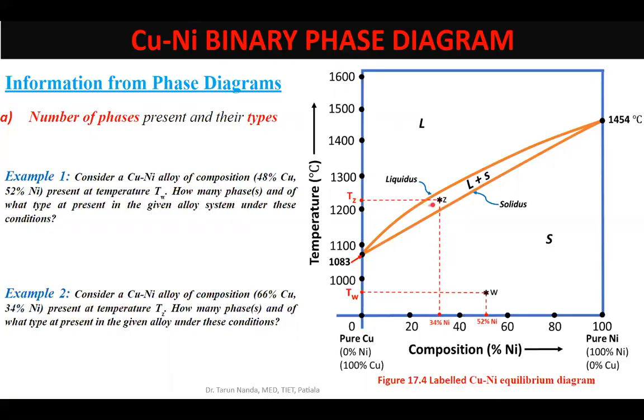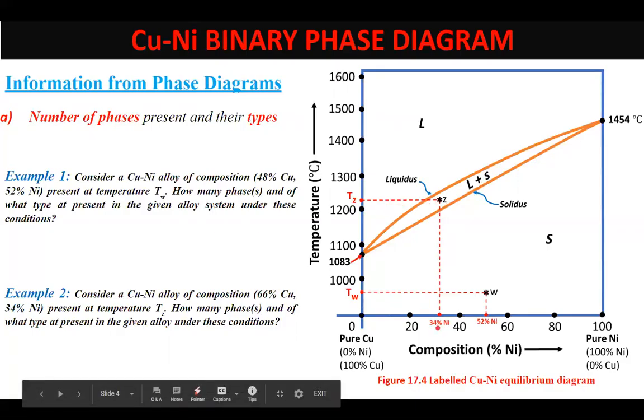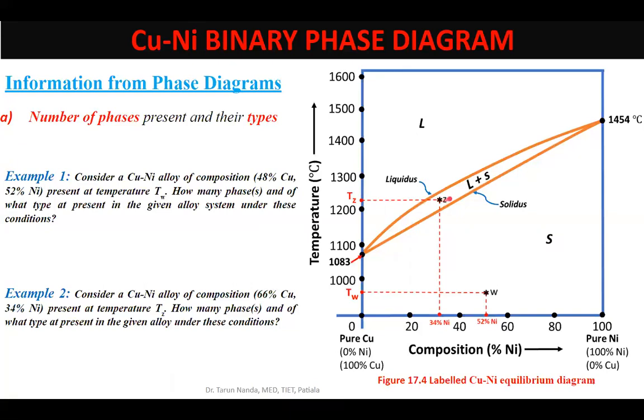So your answer should be that, sir, when we are having an alloy of 34% nickel remaining copper, and that alloy is present at temperature Tz, it contains two phases in it, and those two phases, one of the phases is a liquid solution of copper and nickel, and the other phase is the solid solution of copper and nickel.